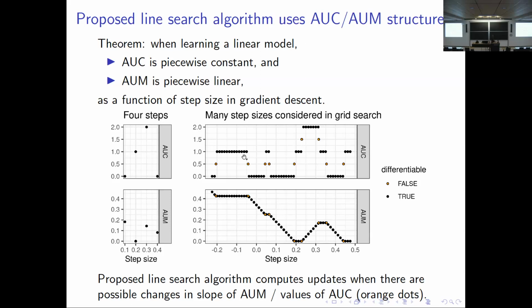And so the main idea of our new algorithm is to try to detect where these breakpoints are happening. Then we can follow the path of wherever the slope is changing and efficiently find a minimum of this AUM value. And the intuition for why that would be efficient is that instead of evaluating 20 points, you could evaluate only 3 or 4 points to get to the bottom.